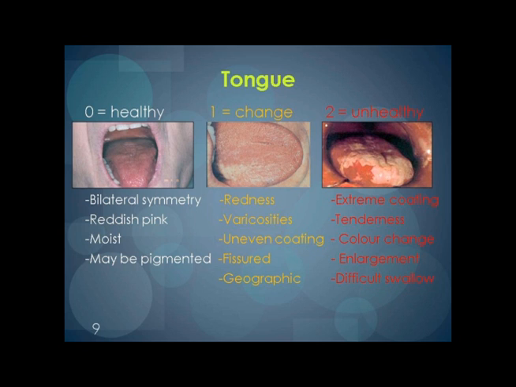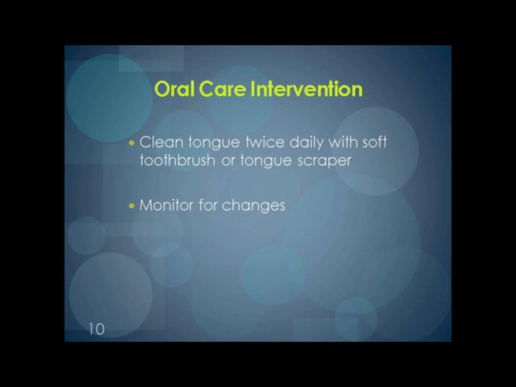In fact, this photo shows half the tongue is coated, which is a sign that it may be due to a stroke. Some are related to aging or medical conditions. Although not normal, they do need to be monitored. Level 2 or unhealthy changes would include extreme coating, such as shown in the photo on the far right, tenderness, extreme color changes, enlargement, or difficulty swallowing. The oral care intervention action required would be cleaning the tongue twice daily with a soft toothbrush or tooth scraper.